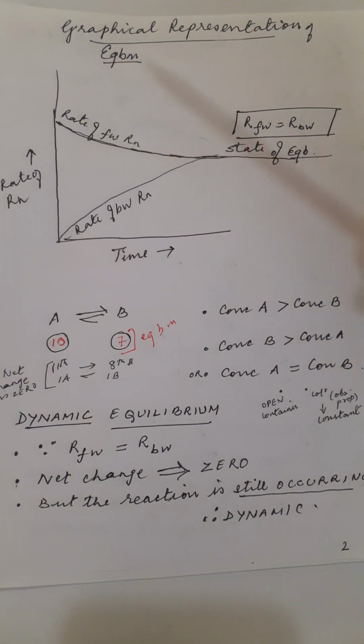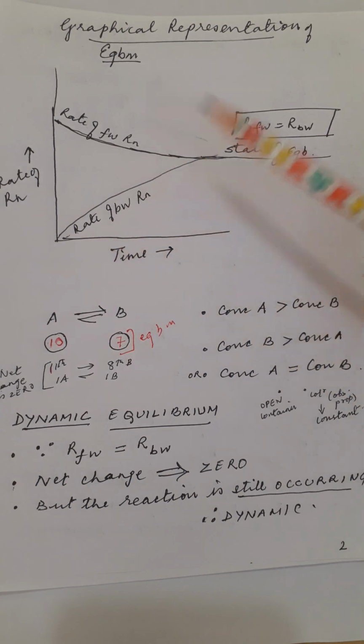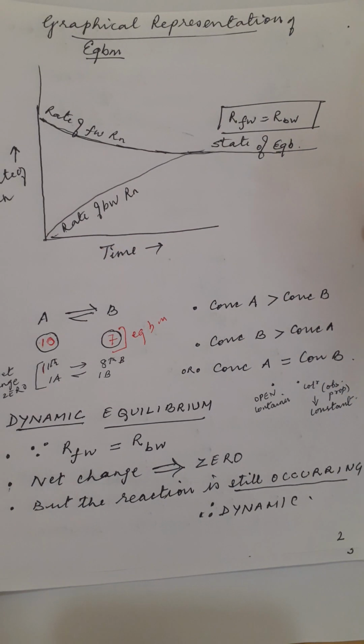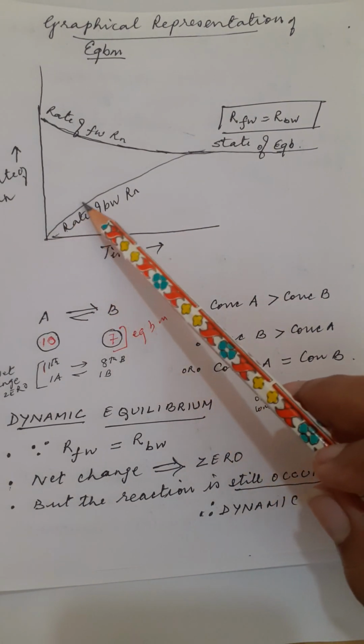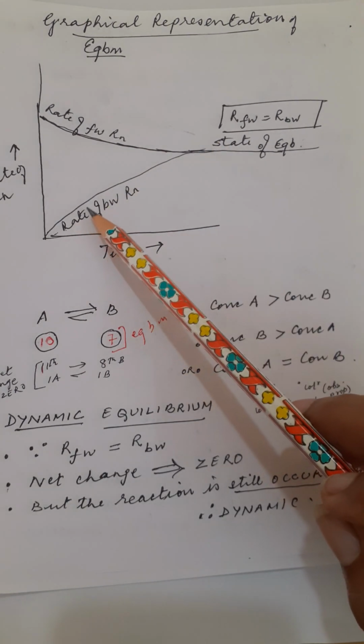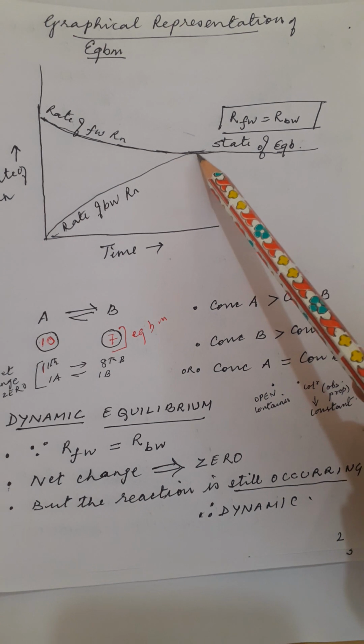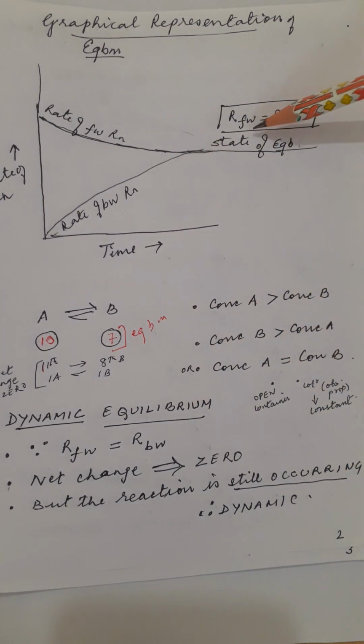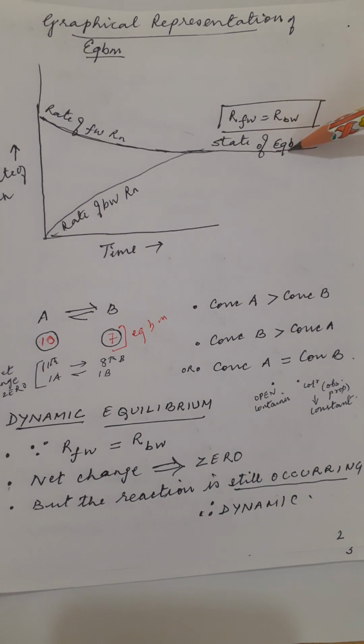And as and when the backward reaction begins, you can see its rate increases with time, simply because the concentration of the products increases with time. At that point, when the rate of forward reaction becomes equal to the rate of backward reaction, we say that a state of equilibrium has been attained.